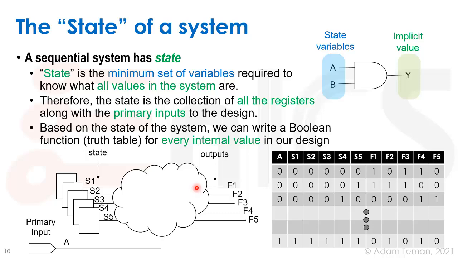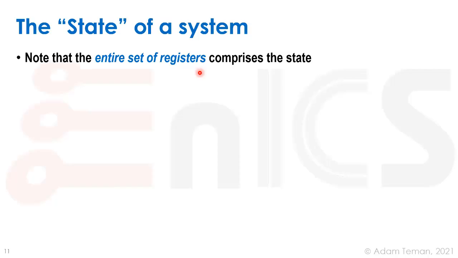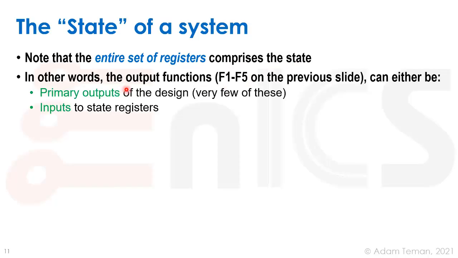Okay, let's take that concept and look at it a bit further. The entire set of registers comprises the state. In other words, the output functions that we saw before, F1 to F5, can either be primary outputs of the design, so they're the output of the design, and that's fine, but there are very few outputs in the design. A design will have probably a few orders of magnitude fewer outputs than internal nodes, okay?